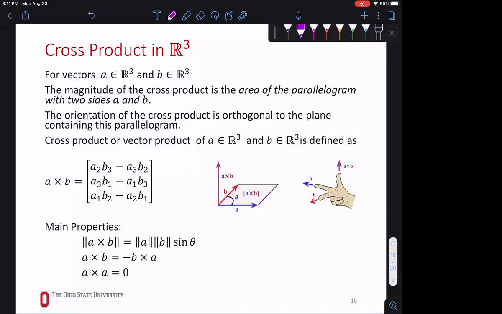Now, there are some properties. It's not commutative. So A cross B is negative B cross A, simply because if you close y to x, then your z-axis is going to be in the other direction. That's the only difference. The magnitude is the same. If you follow the right-hand rule, you already know all of these. And A cross A is 0, because the angle theta is 0. The cross product of every vector with itself is going to be 0 because they make a 0 angle.